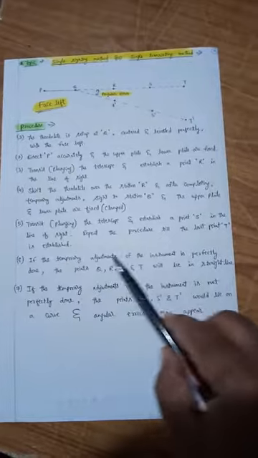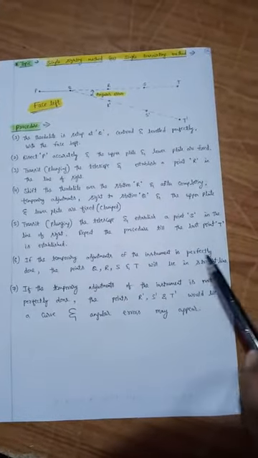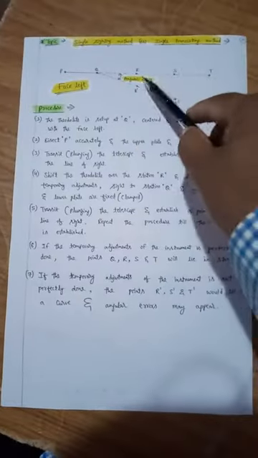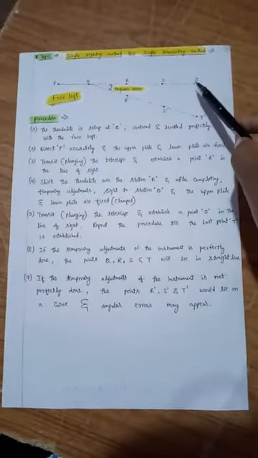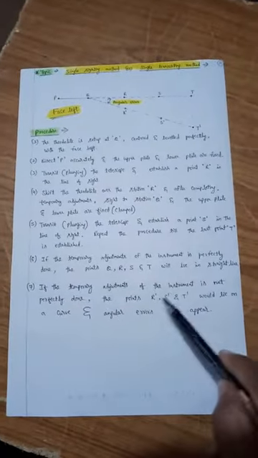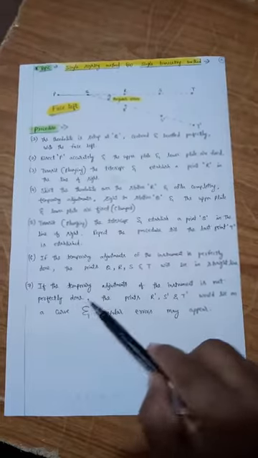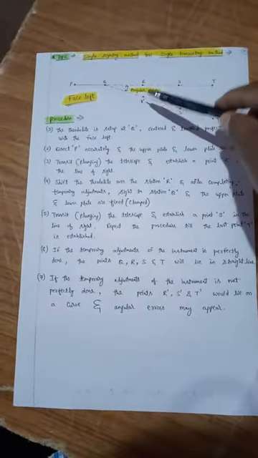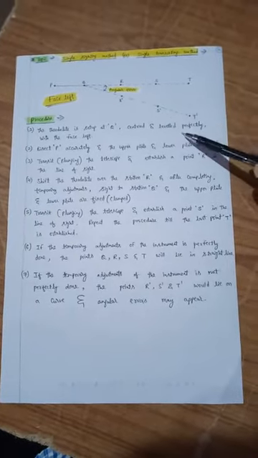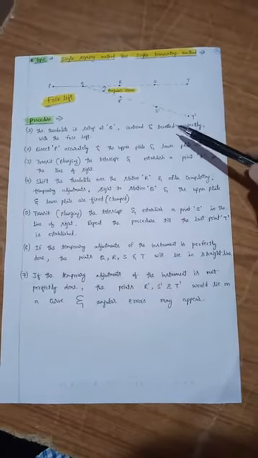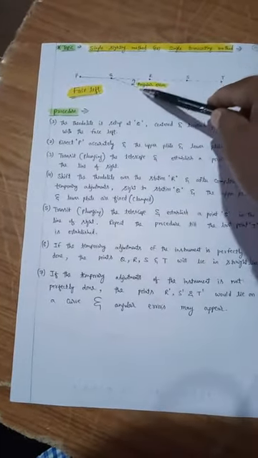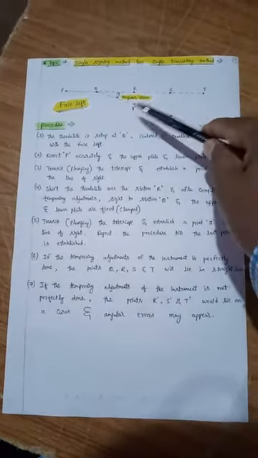If the temporary adjustment of the instrument is perfectly done, the points Q, R, S and T will lie in a straight line. If the temporary adjustment of the instrument is not perfectly done, the points R dash, S dash, T dash would lie on a curve, and angular error may appear.